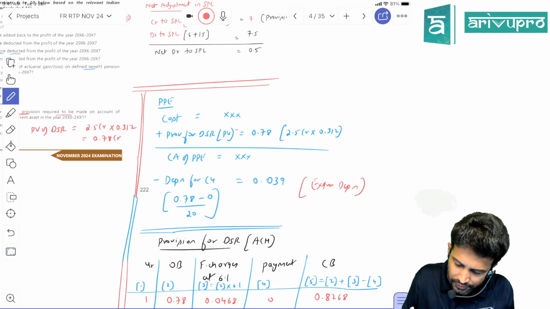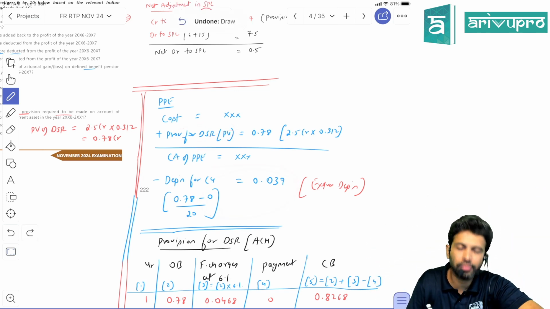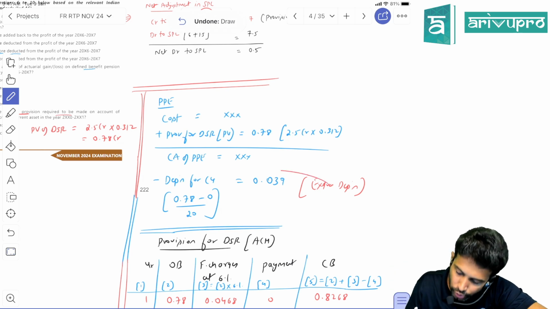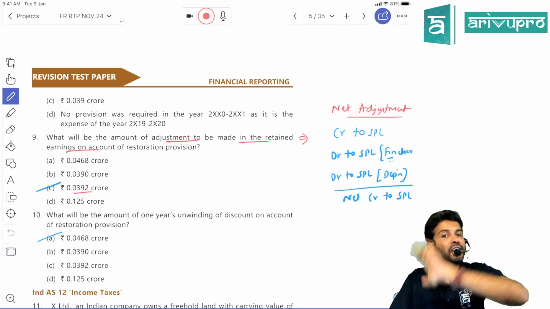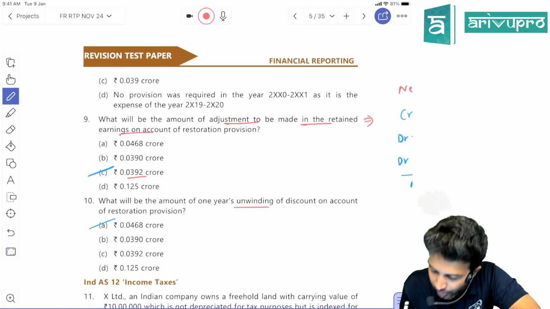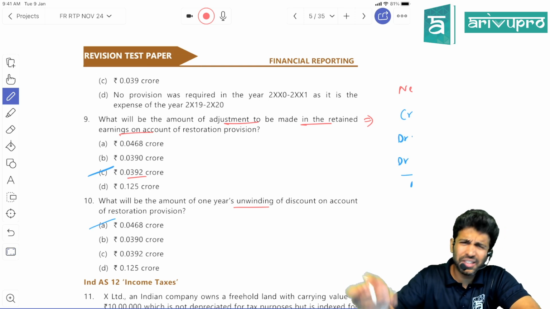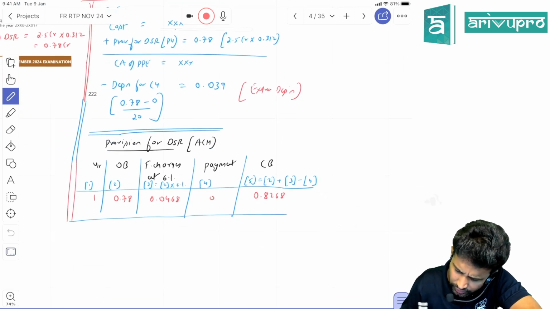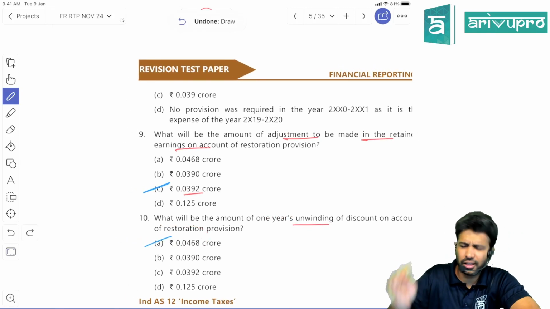Since they've done something wrong in the provision for DSR, there will be an impact of the provision for DSR on depreciation. So do not forget this excess depreciation part. That is one mistake which can generally happen in these sort of questions. Then, what will be the amount of one year's unwinding of interest on the provision? One year unwinding of interest is the first year's finance charges. We already got it here. The first year's finance charges is 0.0468. That is what they've asked.